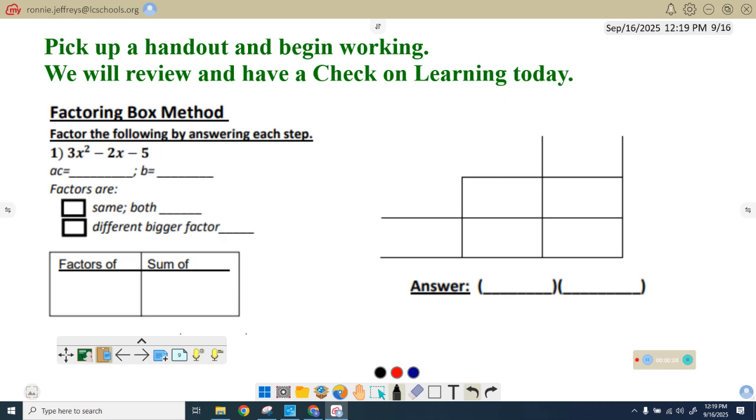We're doing some practice on our box method of factoring that we did yesterday. And I'm talking mainly to the screen because only about 3 people are listening.